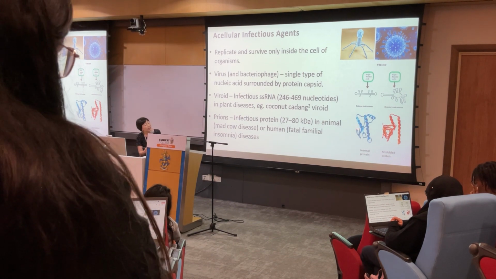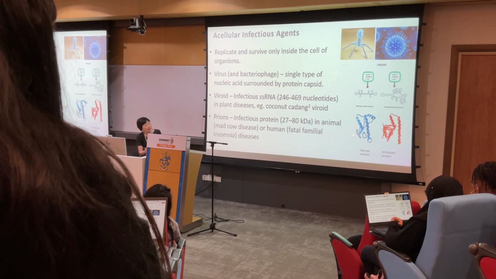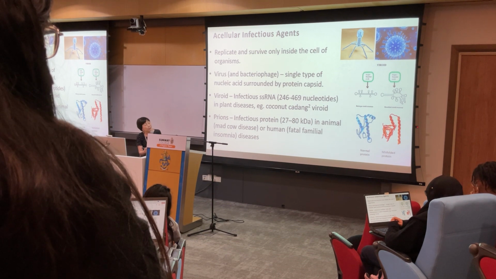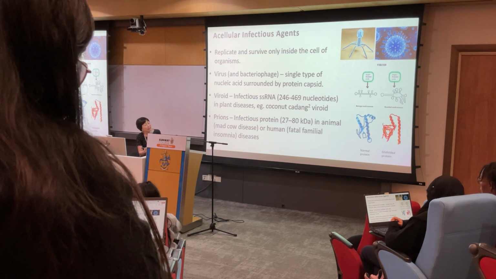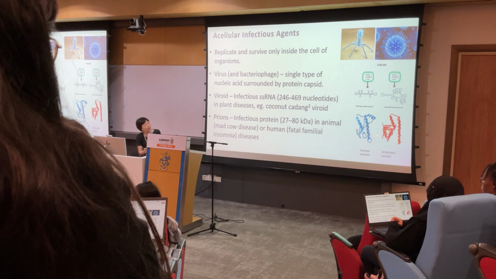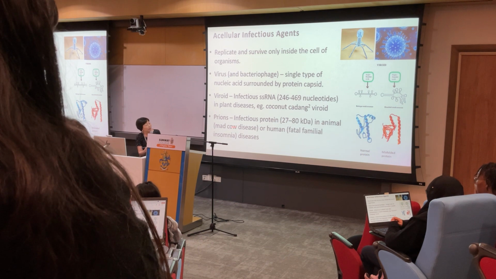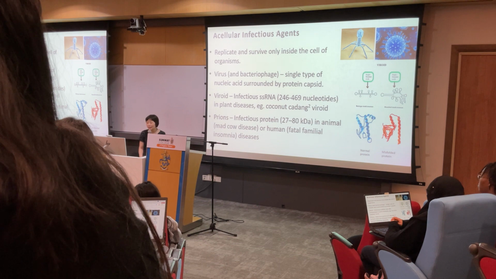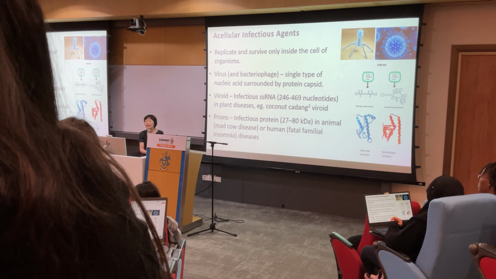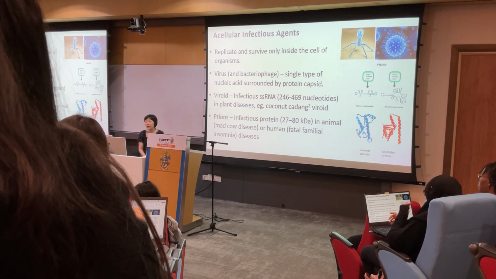Somehow this protein, when it has been mutated, can influence the protein next to it to change and become a mutated form. So when you accumulate enough prion in your brain, you damage the brain. The common name is mad cow disease, or fatal familial insomnia in humans. So this is an acellular infectious agent, meaning without the cell membrane.